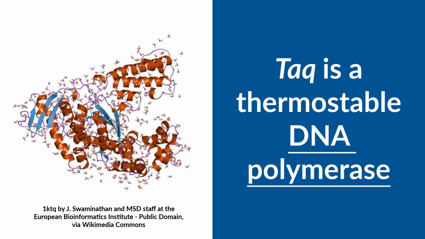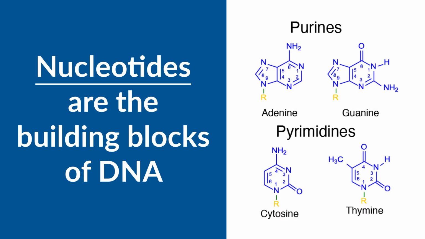We also need a thermostable enzyme called Taq DNA polymerase. This enzyme builds new copies of the targeted DNA using the starting material as a template. We need free nucleotides. These are the A's, T's, C's, and G's that are the building blocks of DNA.